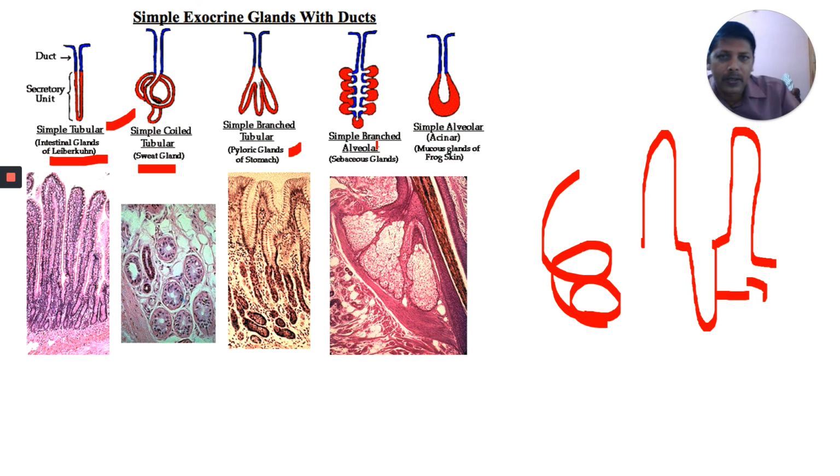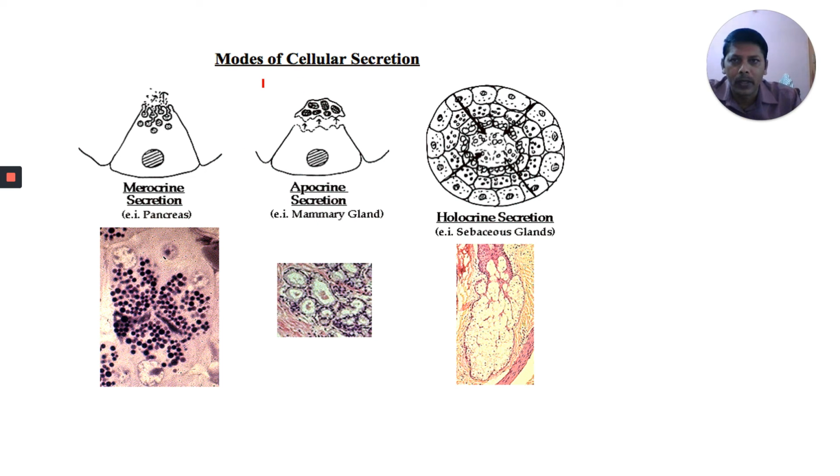Next one, simple branched alveolar, example sebaceous gland, which is associated with the hair follicle, and simple alveolar, example acinar mucous glands of the frog skin. Okay, observe here. Modes of cellular secretion: exocrine glands are of three types. I told you one code here.